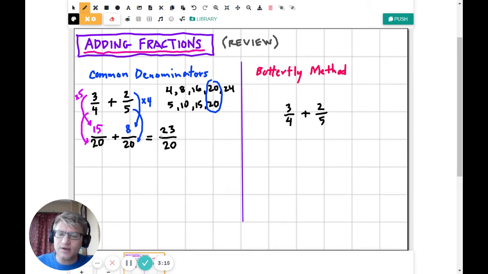And as you guys know, we keep going with this. We try to simplify it. We say, well, how many 20s go into 23? Well, one whole, right? 20 goes into 23 once, and what's left over? There's going to be 3 left over out of 20. And that's the whole problem.